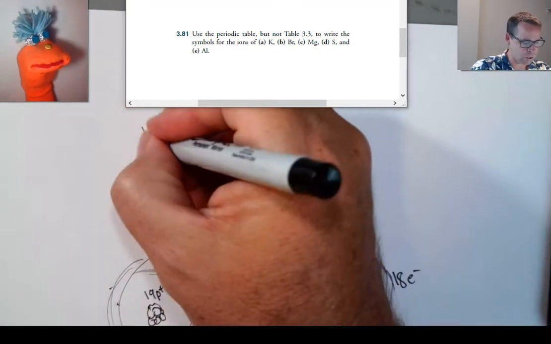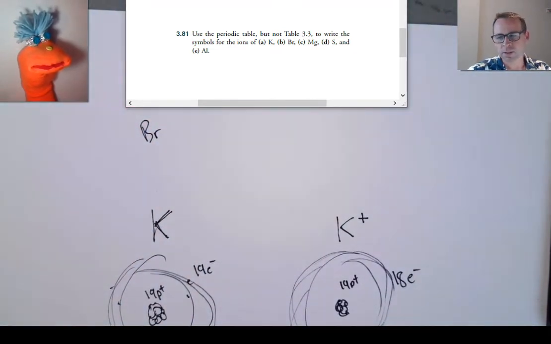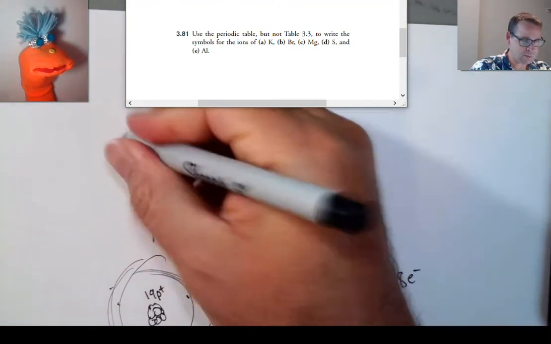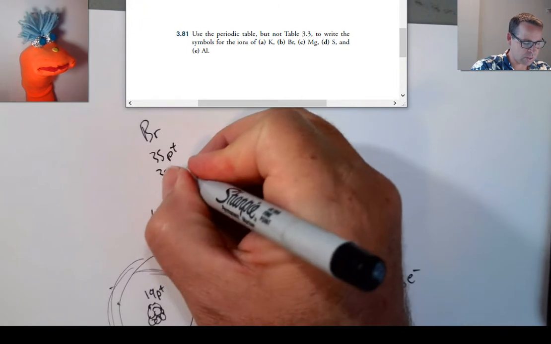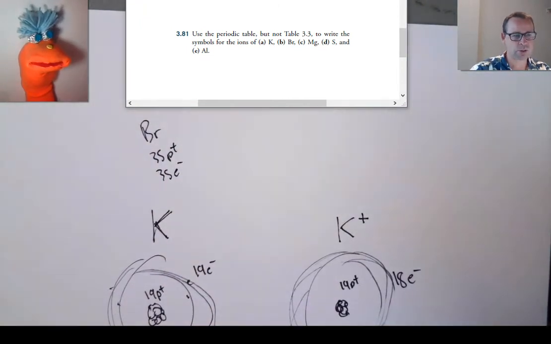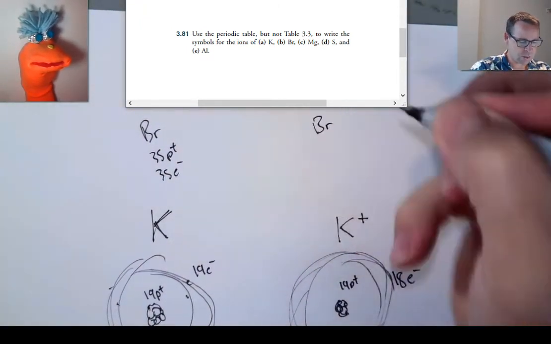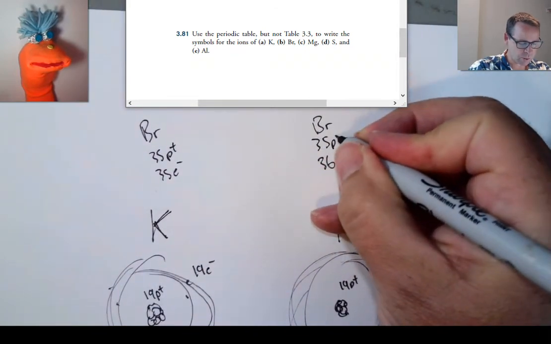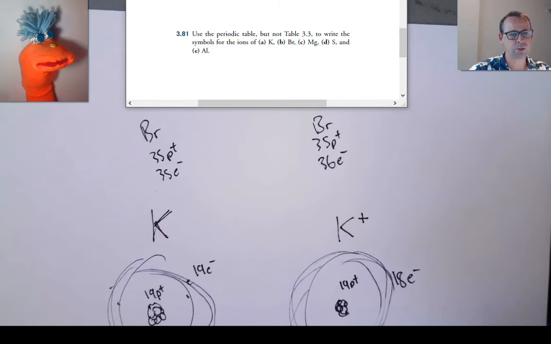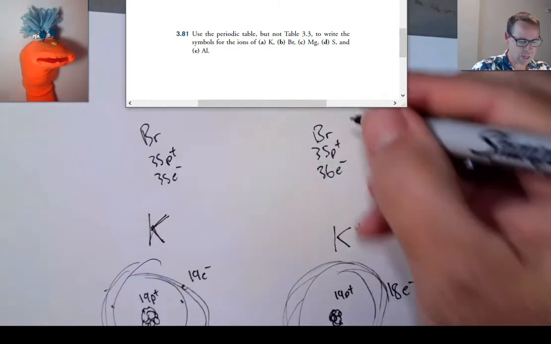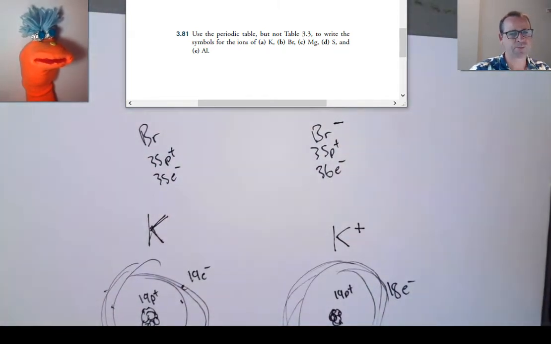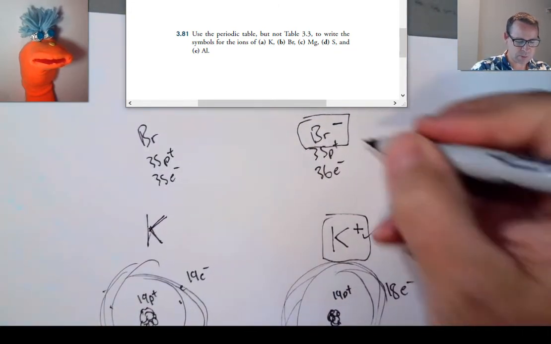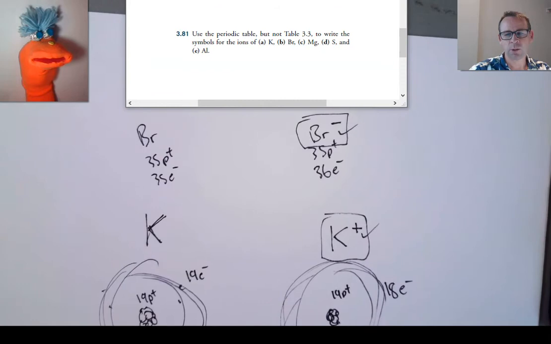Good question. Bromine has, looking at the periodic table, 35 protons, and that means it also has 35 electrons if it's neutrally charged. So if bromine is going to gain an electron, 36 electrons, the 35 protons are still there, what's the resulting charge? A negative? That's right, it's going to have a negative charge. So this is the answer for potassium, this is the answer for bromine. What about magnesium?